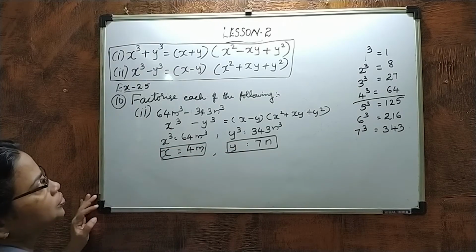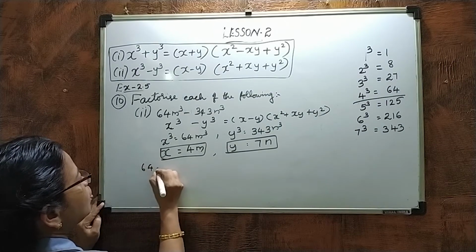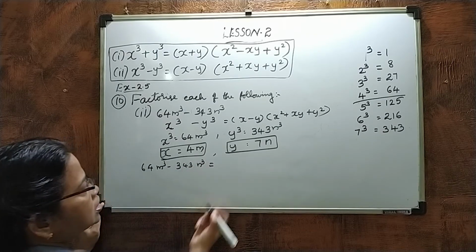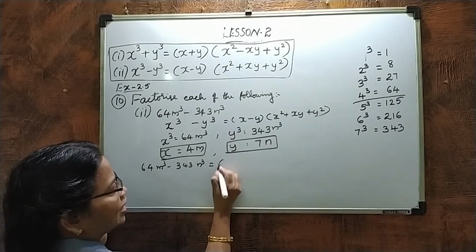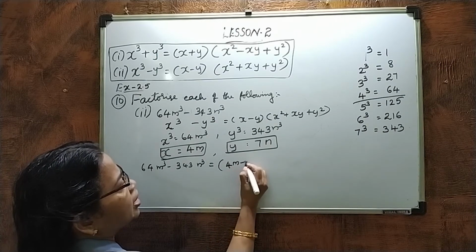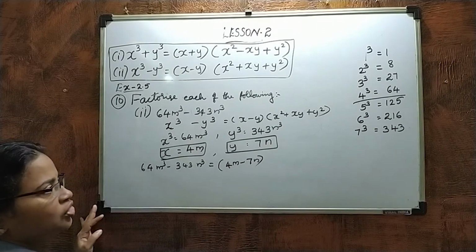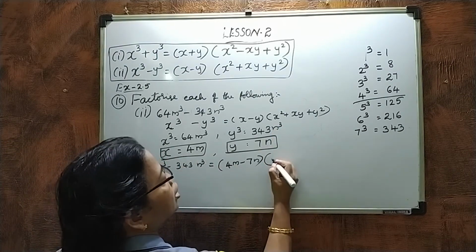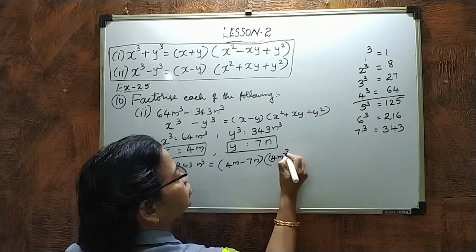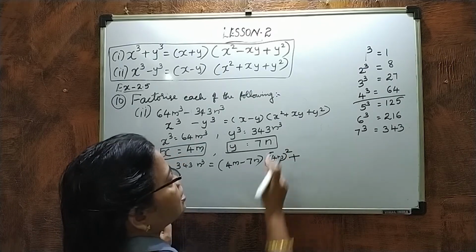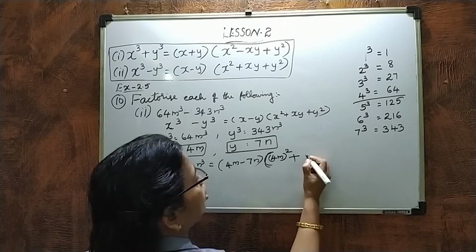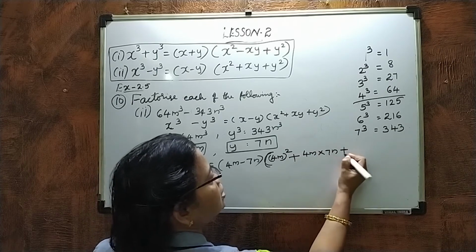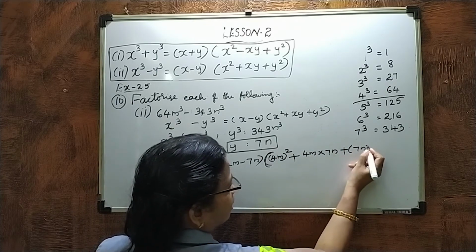Now we can substitute. So here it is 64 m cube minus 343 n cube equals, first one x minus y, that means 4m minus 7n, into x square. x is 4m, so x square means 4m the whole square, plus xy. xy means x is 4m into y is 7n, plus y square, it is 7n the whole square.